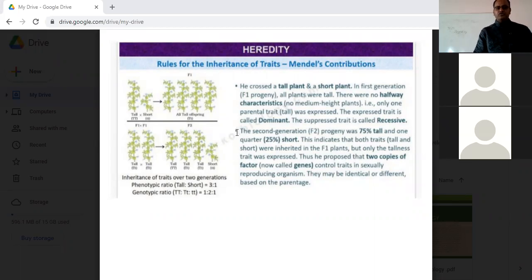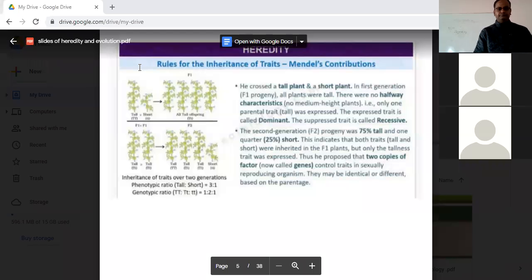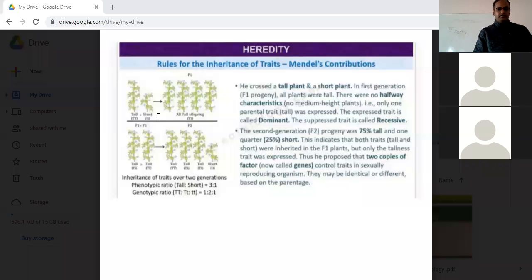Okay, is it clear to all, the law of segregation? Law of segregation, that is the monohybrid cross. Is it clear to all? Is it clear to all the students? Okay. Yes, through the chat box you give me the remark. Okay, yes, I got the remark. Okay, fine, very good.